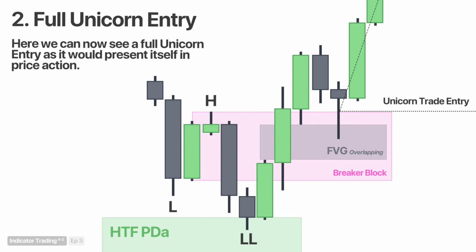So here we can now see a full unicorn entry as it would present itself in real price action and actual candles. We have a bullish breaker, low, high, lower low, higher high, mark the highest series of up close candles. We have a fair value gap overlapping with that breaker, and we now have a unicorn. Now as for your trade entry, you would look to enter at the high of that breaker block, the high of that unicorn. And you can look to set your stop loss at an area just below that breaker block.